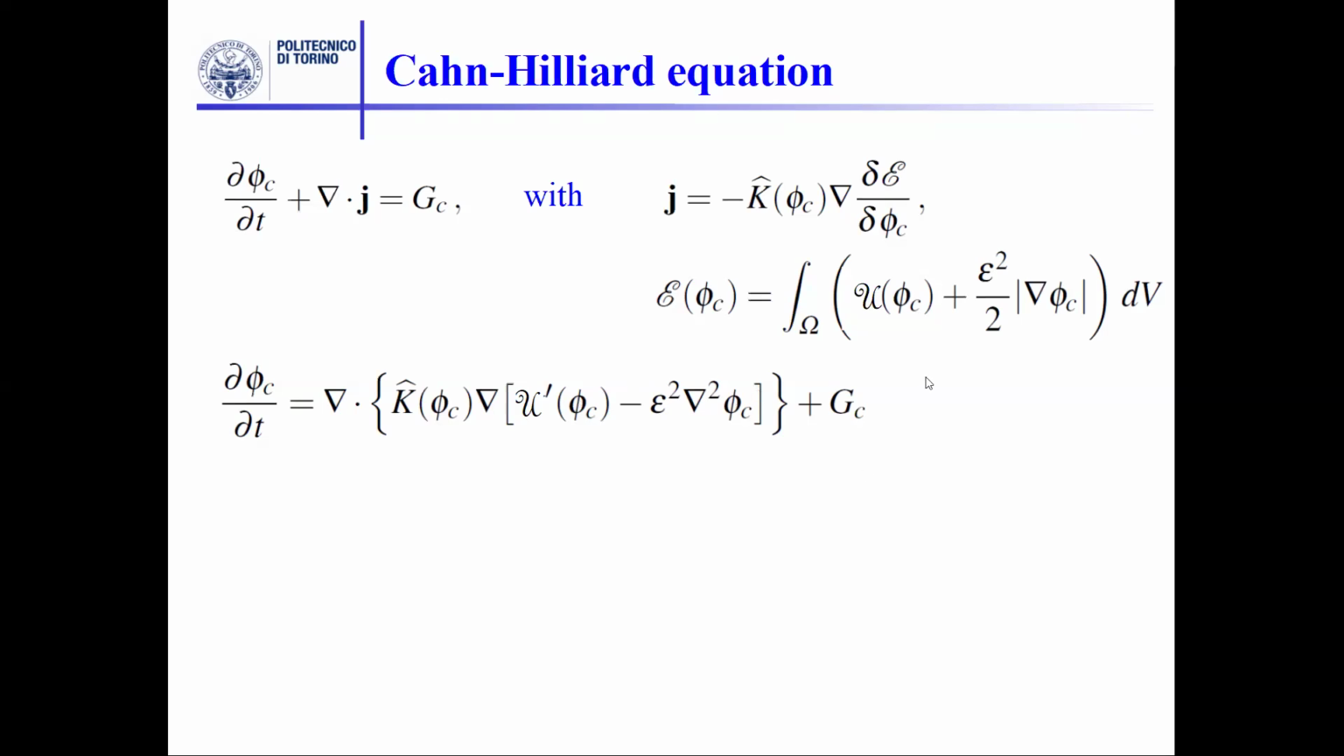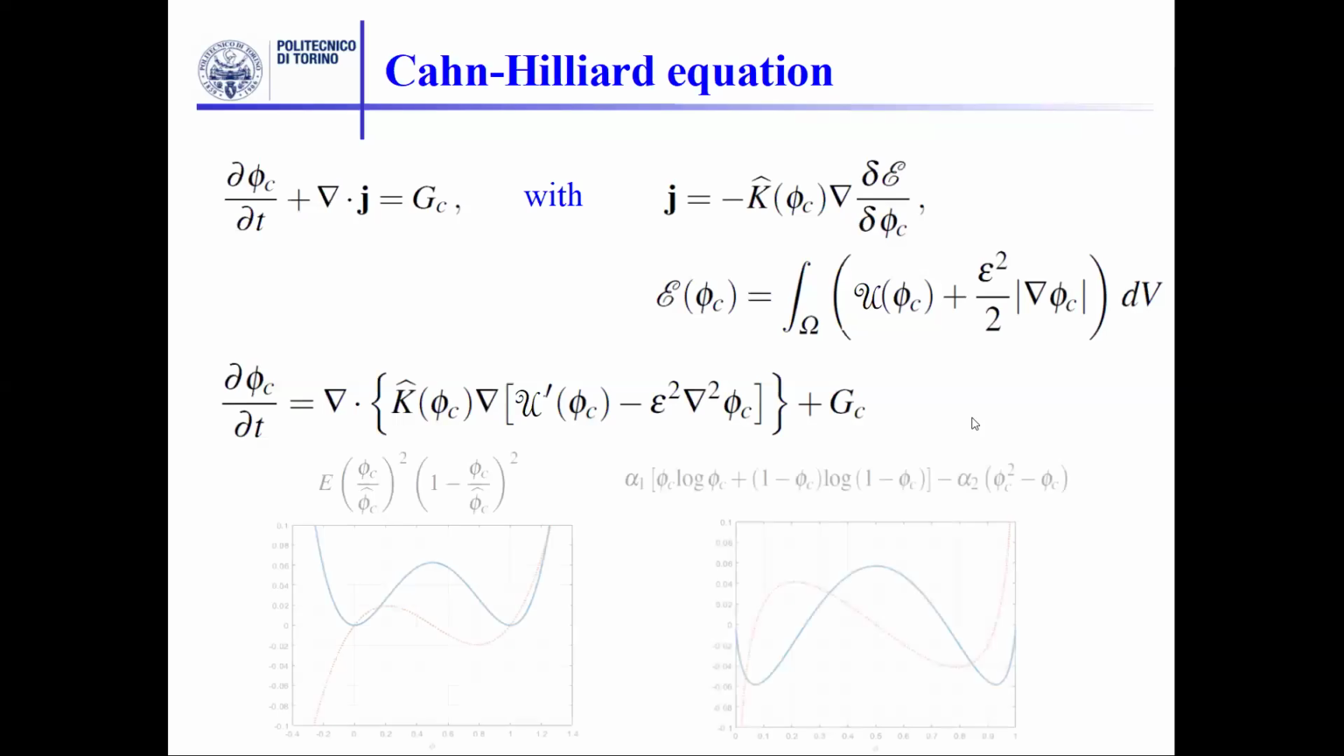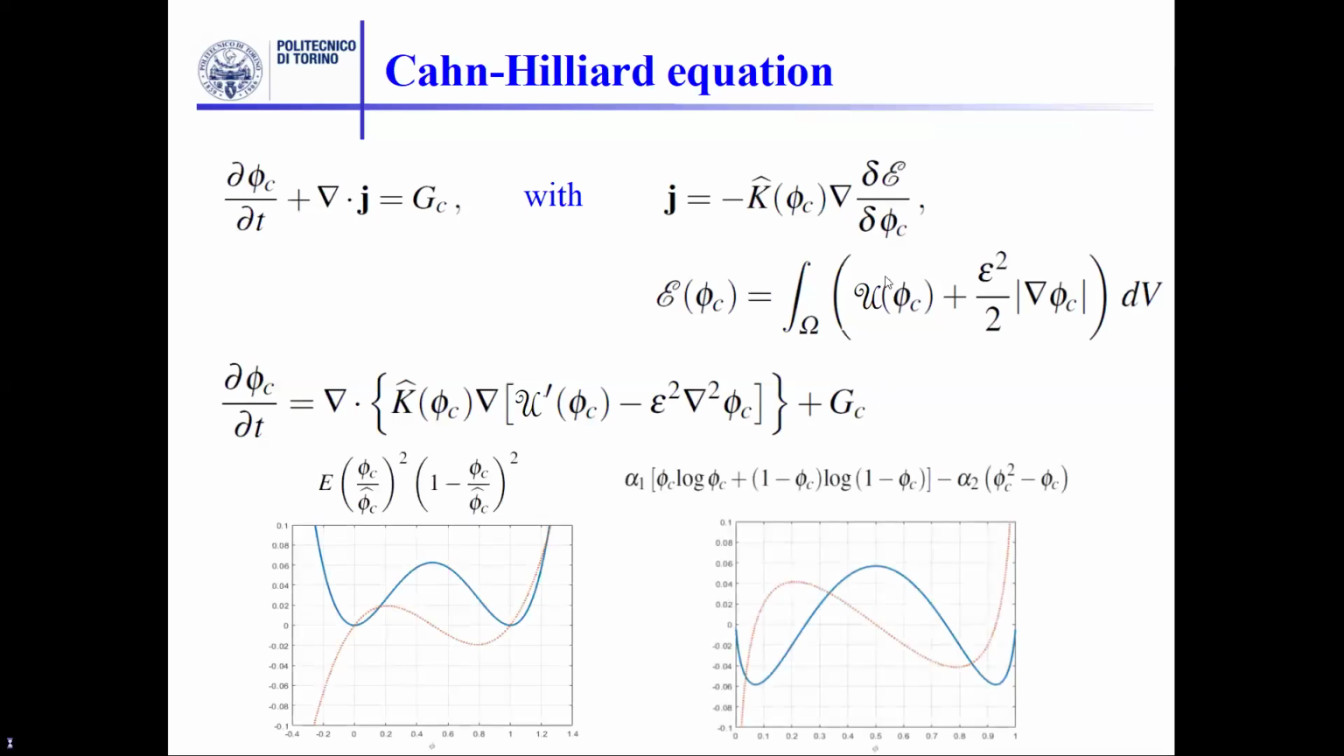I cannot tell you more about that. What is important here is the choice of this function U. The feature of this function U is to have two minima, so that you can discriminate a region in which the solution is close to φ equals 0, and a region in which the solution is close to φ equals 1.